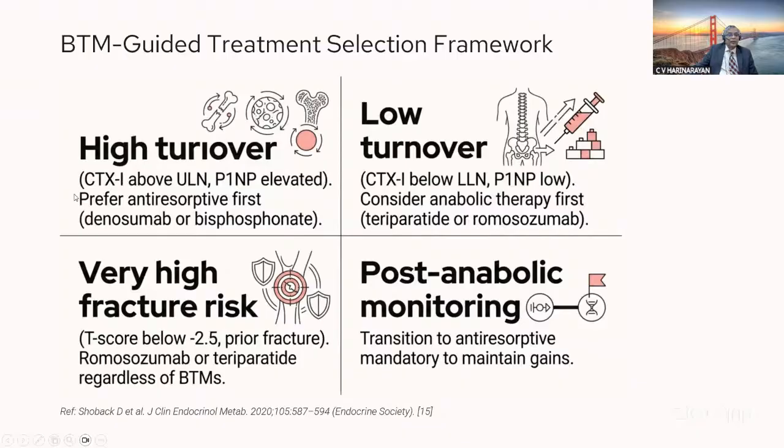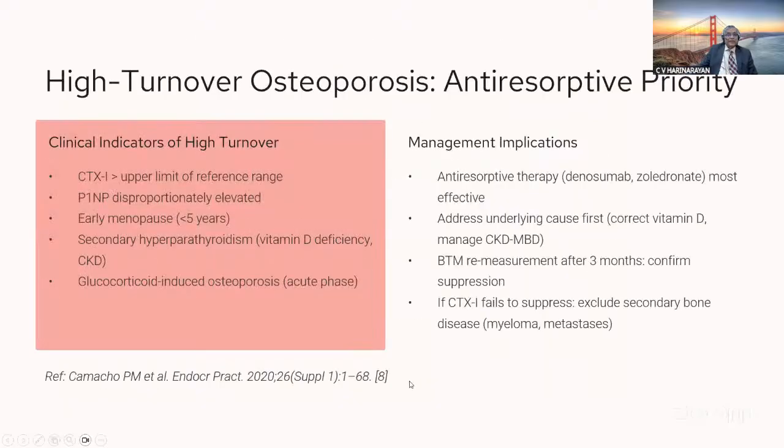When you have a high turnover, CTX above normal and P1NP elevated, prefer antiresorptive first, then a bisphosphonate. If the turnover is low, CTX is below normal and P1NP is low, consider anabolic therapy first, teriparatide and romosozumab later. Very high fracture risk, where the BMD T-score is less than minus 2.5, prefer an anabolic agent. Post-anabolic, transition to antiresorptive is mandatory to maintain the gain.